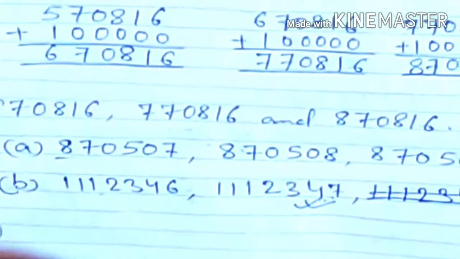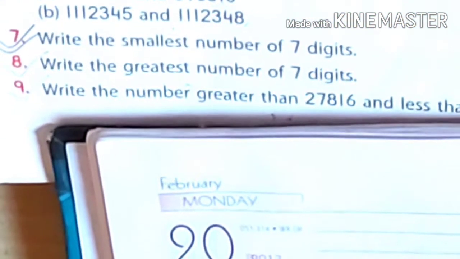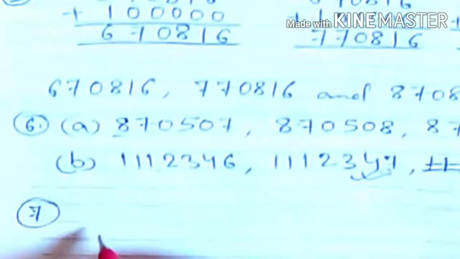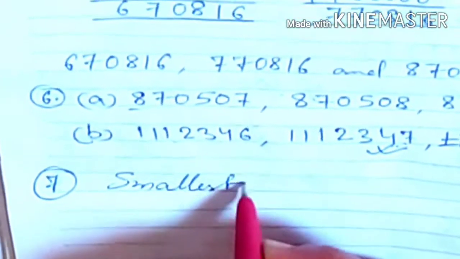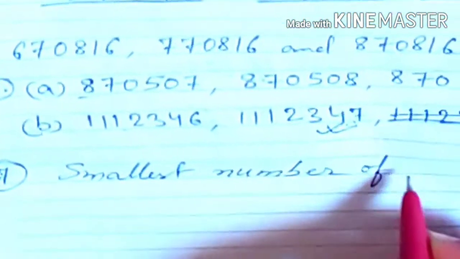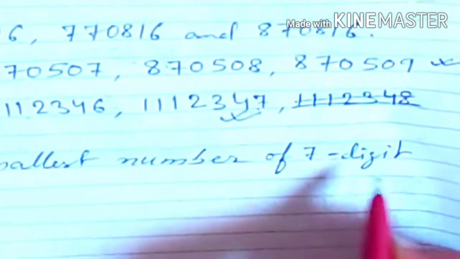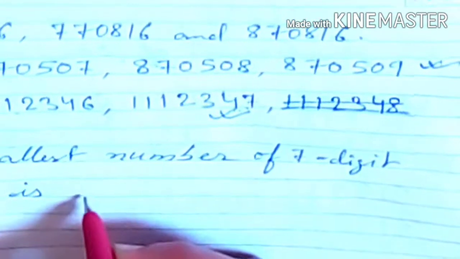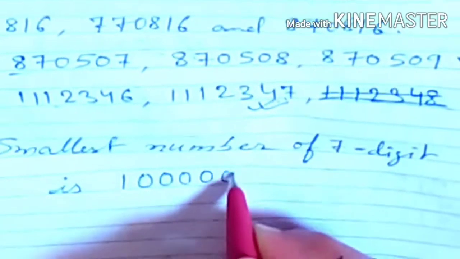Now, we have to write the smallest number of 7 digits. In the previous class, we already read about the smallest number and greatest number. So the smallest number of 7 digits is 1 followed by 6 zeros.